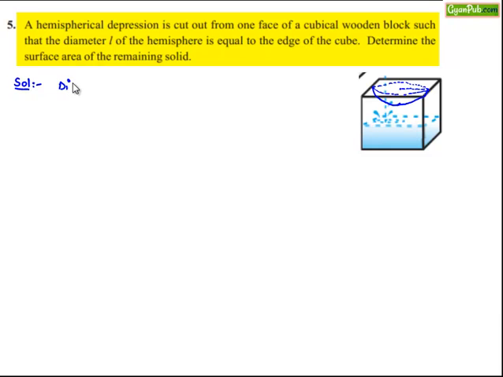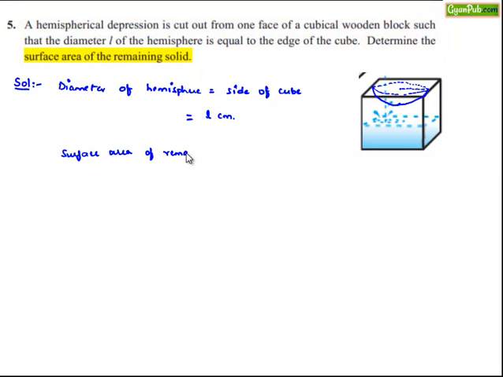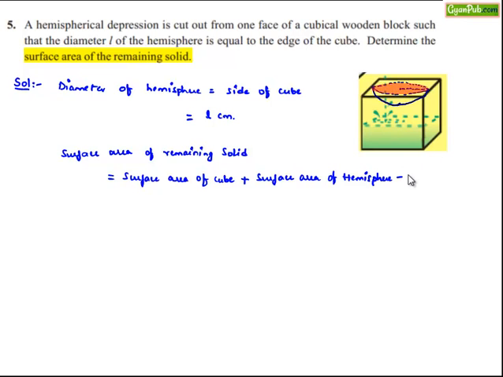Here, the diameter of the hemisphere and the side of the cube are given the same, that is L centimeters, and he has asked us to find the surface area of the remaining solid. So here, the surface area of the remaining solid is equal to surface area of cube plus, we need this surface area, that is curved surface area of hemisphere, minus, we need to eliminate this circular portion, so area of circular portion.